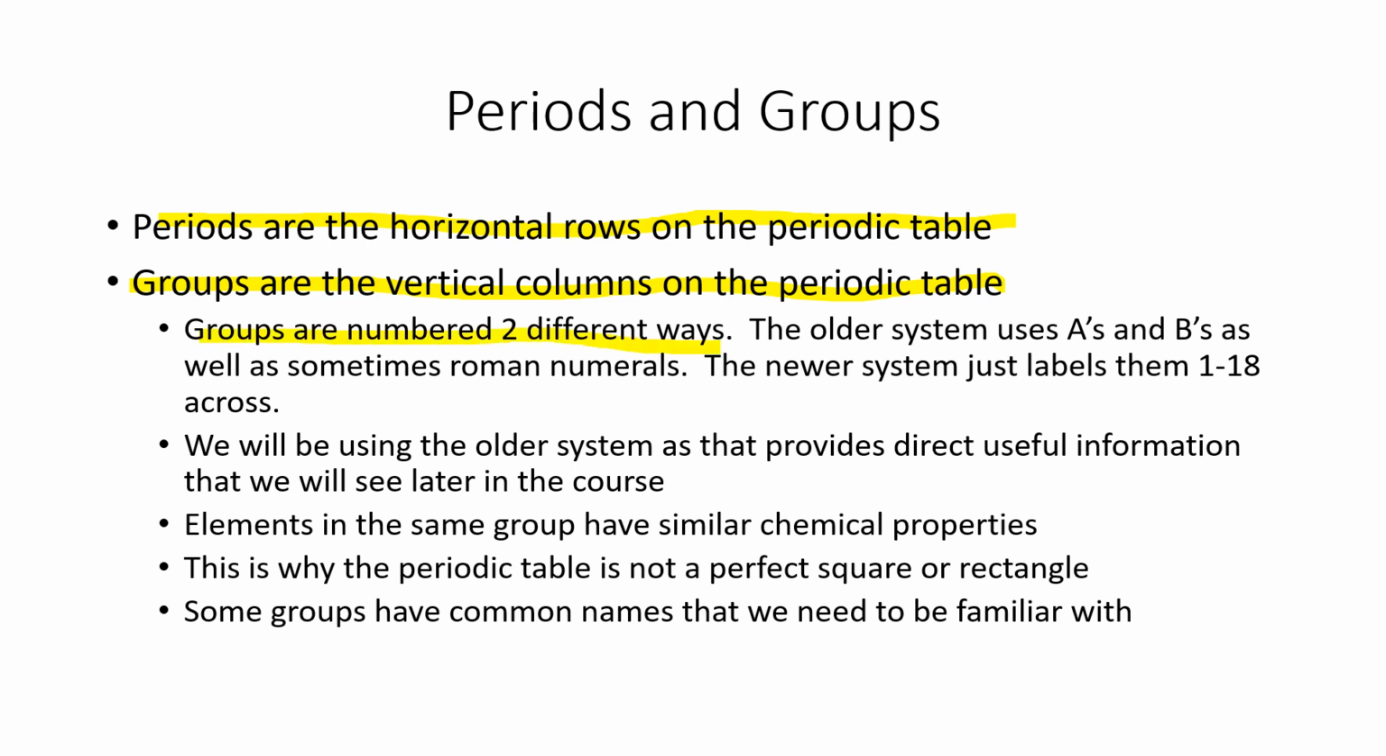We said the groups are numbered two ways, the older system with the A's and the B's, and the newer system with the 1 through 18 just going right across. We're going to be using the older system because that provides us some useful information for some other things that we need to do with some of the elements. The real reason that you see things organized on the periodic table the way you do is that the elements in the same group have similar chemical properties. That doesn't mean they'll be identical, but two things in the same group are going to be far more similar than they are different.